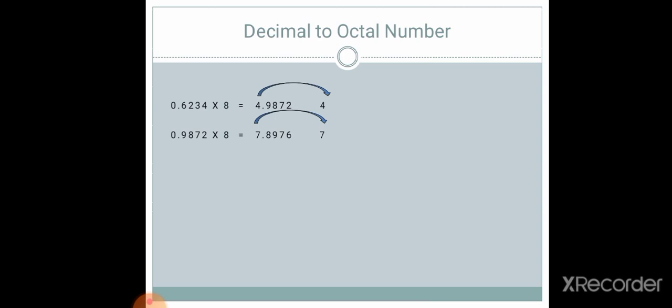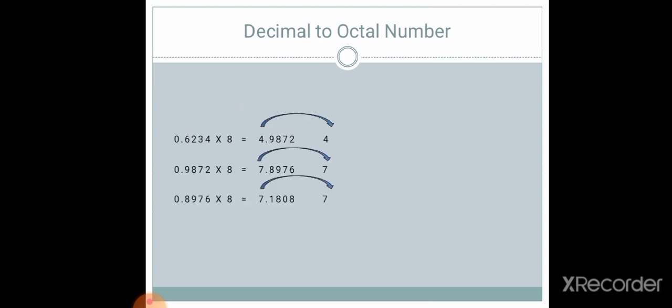So we have multiplied. After multiplication the result is 7.8976. So we'll pick that 7 and we'll write it in front of our answer at the right hand side. So the remaining number is 0.8976. We'll multiply that 0.8976 with 8 and the answer is 7.1808. So we'll pick that 7 and we'll write it in front of our answer.